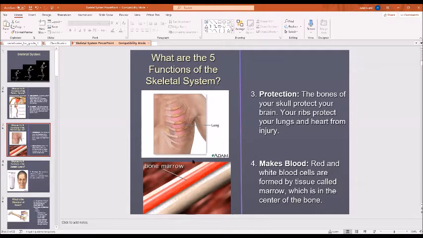Another thing the skeletal system does is that it is going to help to create red and white blood cells. This is going to occur inside the bone marrow of bones. You find bone marrow basically at the center of the bones. It's a very soft, spongy material, and this is where our red blood cells and white blood cells are going to be created.